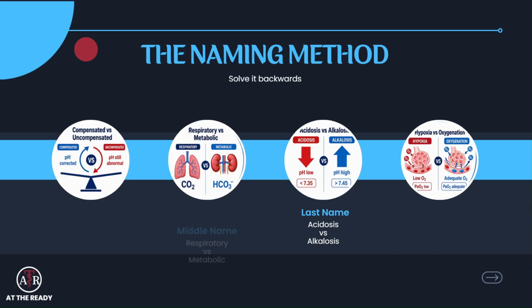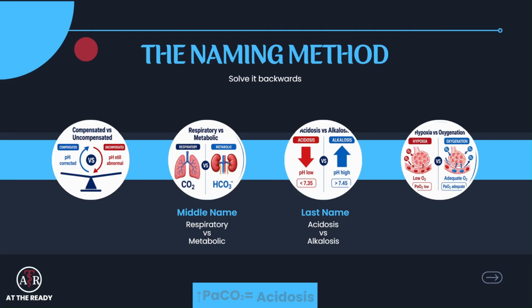Second, find the middle name. Ask yourself which system matches that pH problem. Look at your PaCO2 and your bicarb individually and assess if the values are high or low. Then classify each individual value as acidosis or alkalosis. Whichever system matches your ABG's last name is your middle name. So, for example, if your last name is acidosis and your PaCO2 is high, that indicates acidosis. Since the respiratory system shares the same last name as your ABG, the middle name is respiratory.